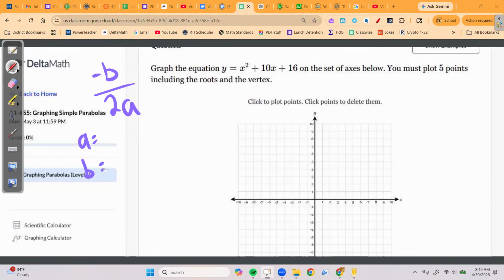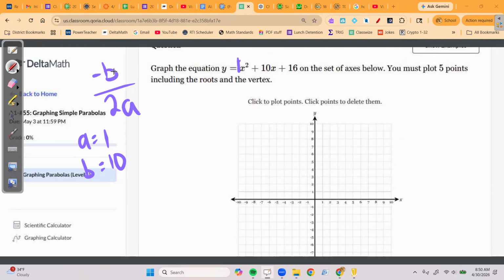And what is A? A is 1, okay? And I hope all of you know why that is, and I'll say it out loud. It's because A is always the number right in front of x squared. It's right there, okay? 1. And then B is the number in front of x, which is 10. Any questions on that?